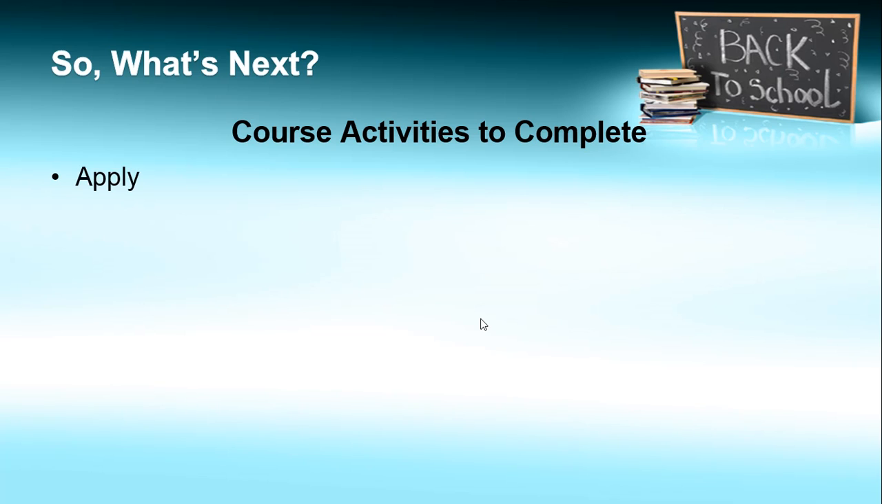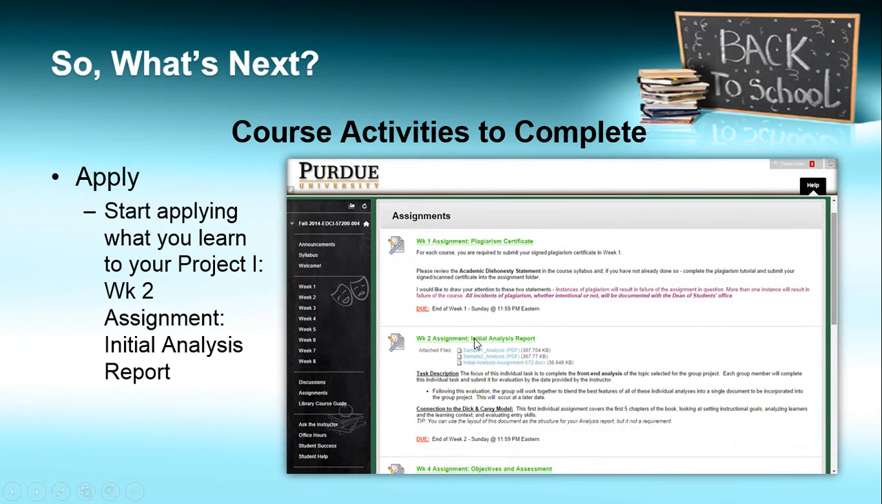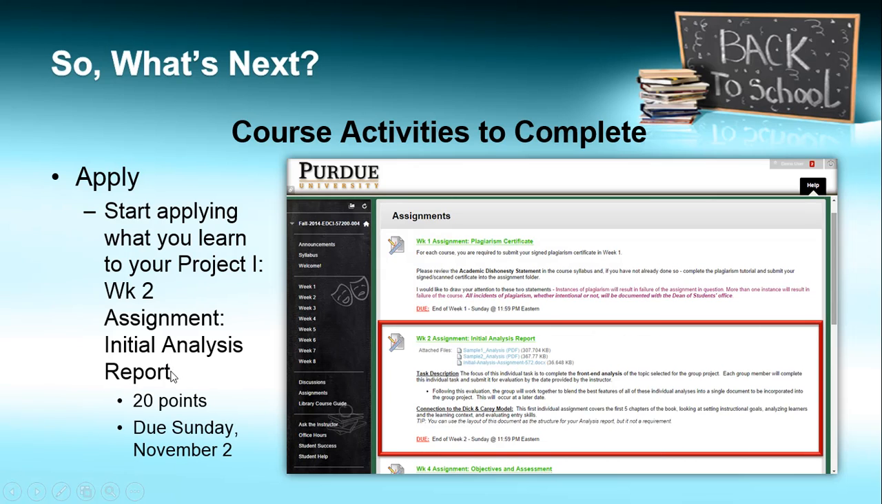One last thing, as you go reading the chapters in the book, they will have a direct application to your project. So go in and apply and start thinking about how you would apply what you learn in these first chapters to your week 2 assignment initial analysis report. That is going to be listed on the assignments page. It's worth 20 points and it's due on Sunday, November the 2nd.